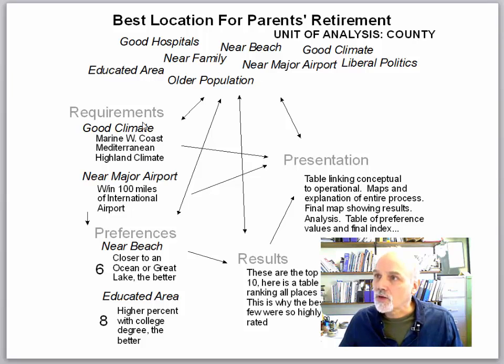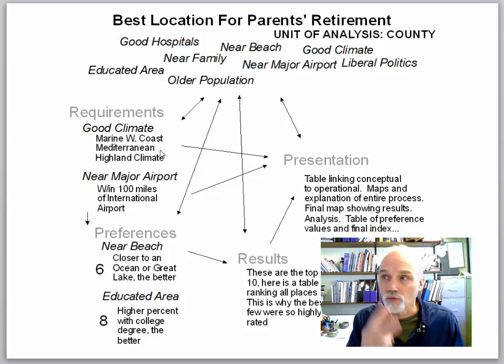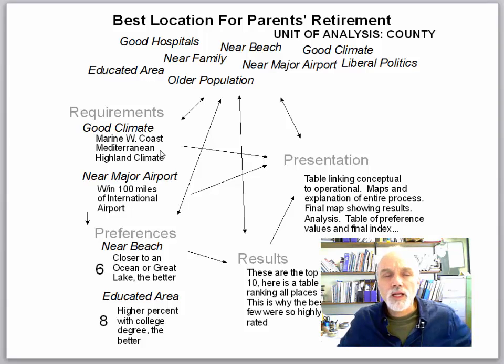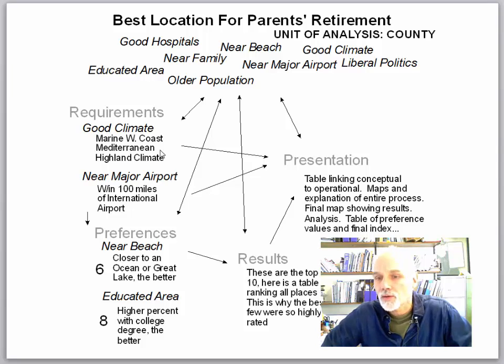And then those would fall into the requirements. So good climate, and near a major airport, these are really, really important. I'm just using two for an example, but you need three. So let's say good climate. Well, that's so important that we need to throw out all the counties that are not in good climates. That raises a couple of questions.